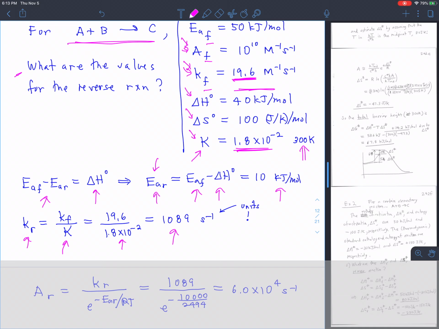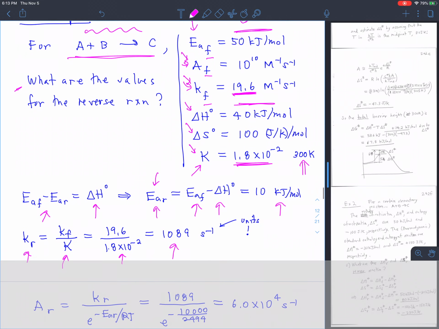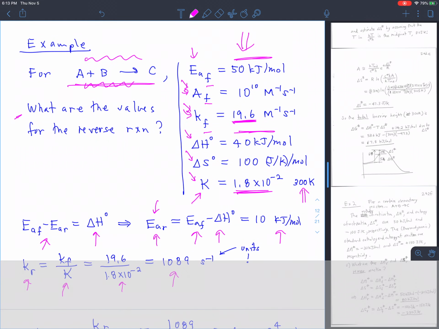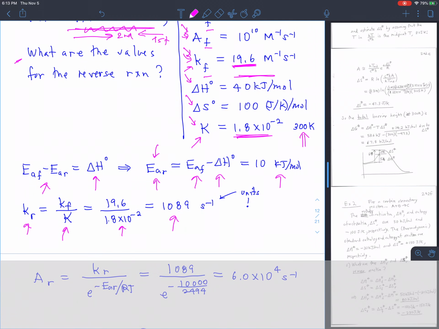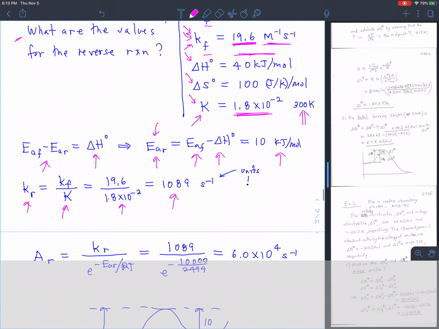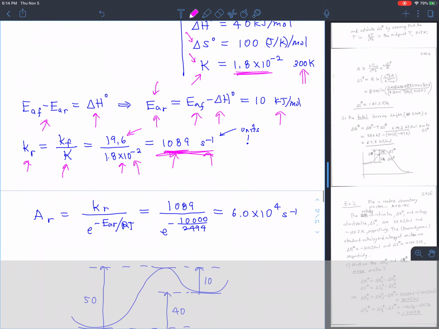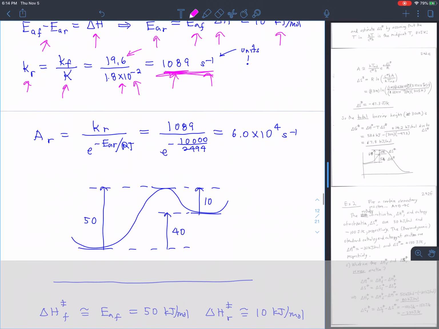One slightly tricky thing is notice that, given this reaction here is elementary, the forward reaction must be second order. The reverse reaction must be first order, so the rate constants are going to have different units. Molar to the minus 1, seconds to the minus 1 on top here, and unitless on the bottom, which means that this guy has units of seconds to the minus 1. And so beware of that, or be aware of it as you're doing this.